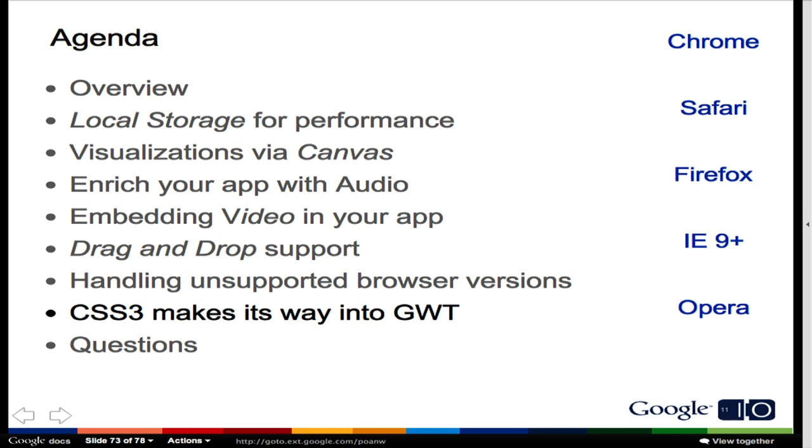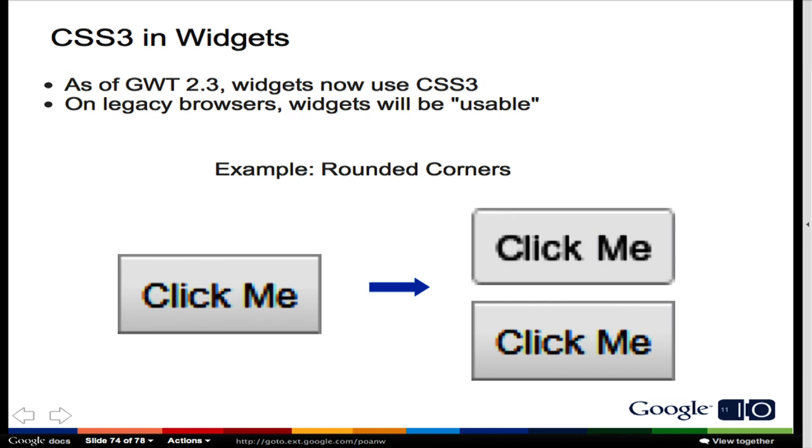Okay, the last thing I want to talk about is CSS3. I only have one slide on this, but it's something to note. Up until this point, GWT has used, similar to all the APIs, a minimal set of CSS, something that we could make look identical across all browsers.